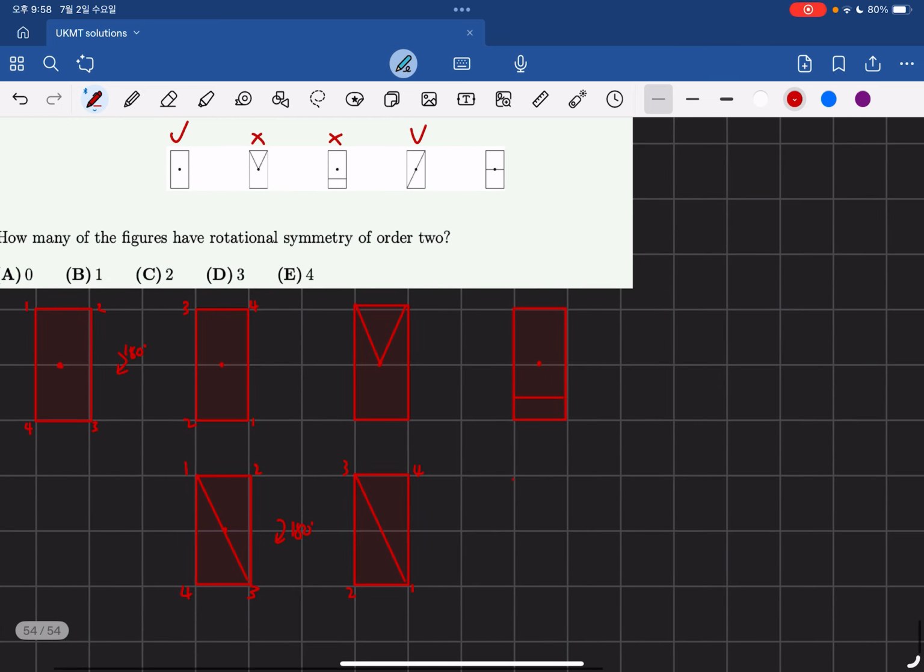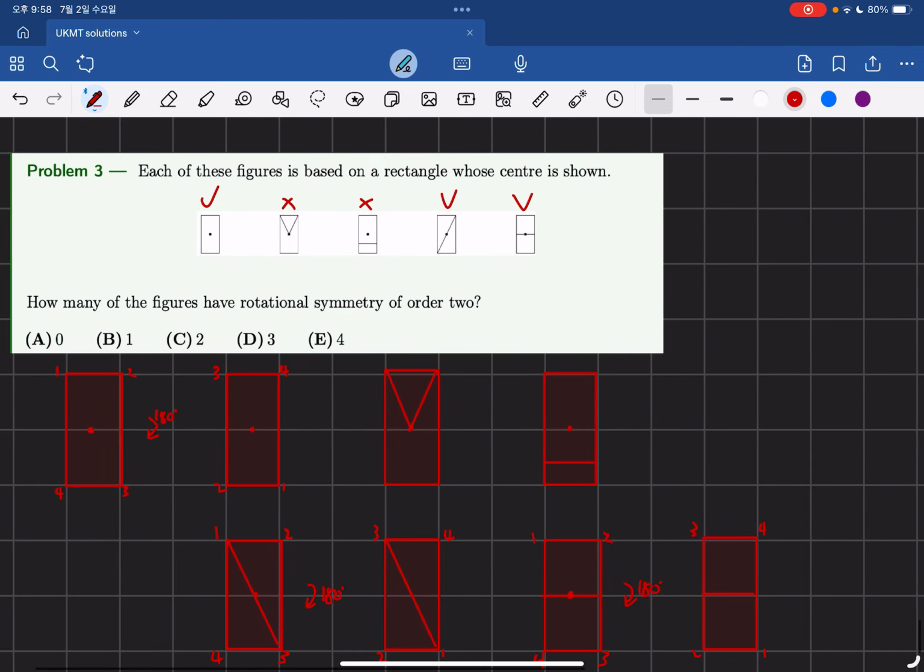Now for the fifth shape, we have a line passing through the center. And now we're going to number the corners again. And when we rotate 180 degrees, we have the same shape, but the corners are in different positions. So out of these five rectangles, 3 rectangles have rotational symmetry of order 2. So D is the correct answer.